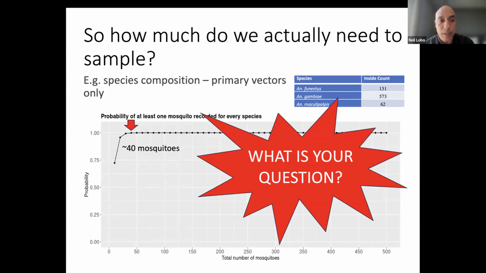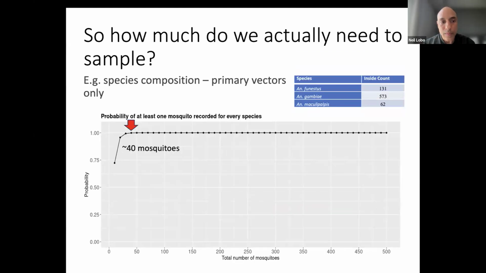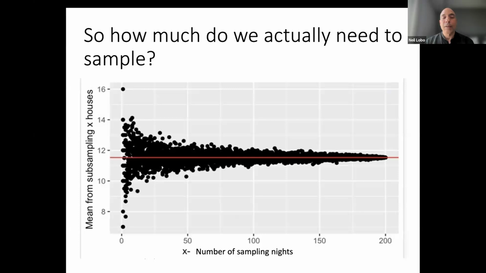So in this previous example, the question was every species. In this example, it's just your primary vectors. And if you look at this initial figure again, I'm going to ask a different question here. So we look at the number of sampling nights, and let's say this is our baseline sampling, what we get if we sample at 1 night, 2 nights, 3 nights, 4 nights, 5 nights, the mean variation across.